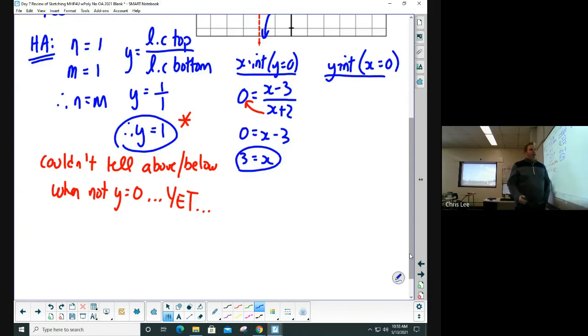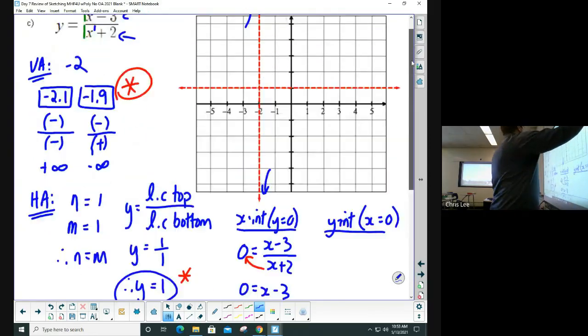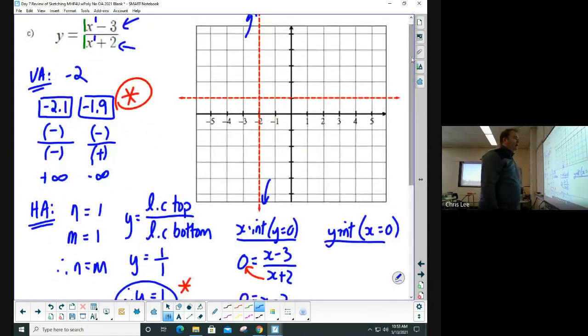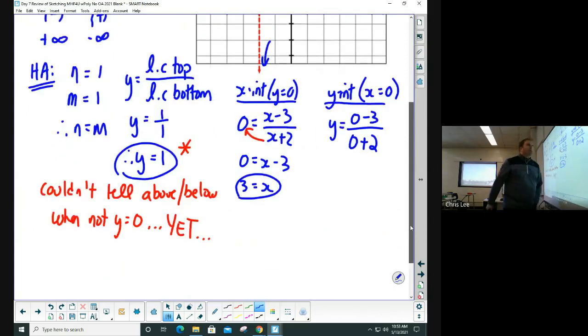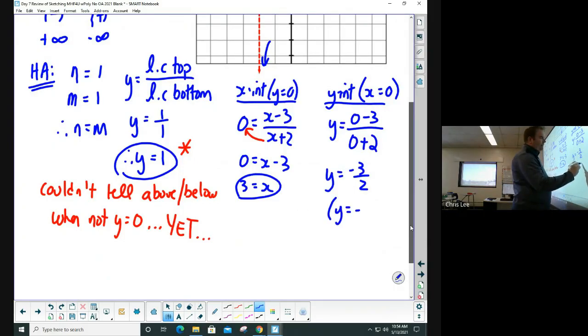Next, the y-intercept is where I go back to my original equation and I plug in x equals 0 into that. So y equals (0 minus 3) over (0 plus 2). So that is just negative 3 over 2. Or if you were to sketch this, you would say that that's at negative 1.5. 3 over 2, of course, is more accurate, but negative 1.5 is fine.